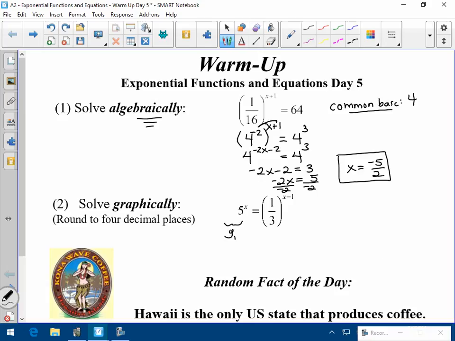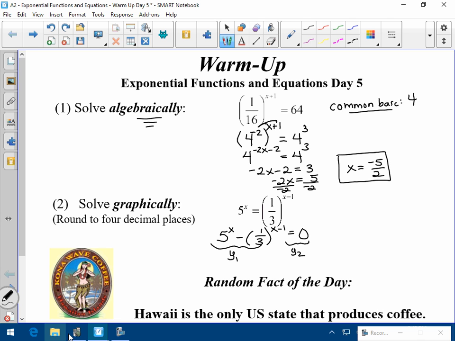I could do y1, y2, calc intersect, but remember what I said the other day, if you've done that homework from day 3, it's easier if you compare to 0. So if I do 5 to the x minus 1/3 to the x minus 1 equals 0, then it's going to be easier if you plug that into y1, that into y2.